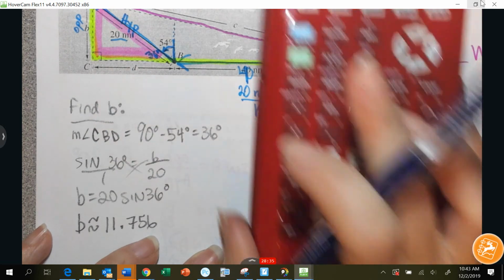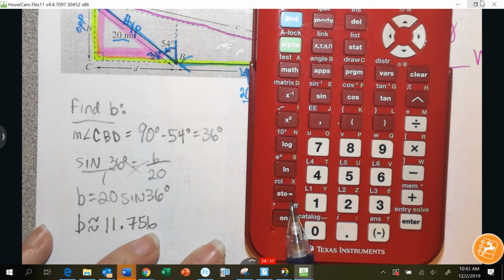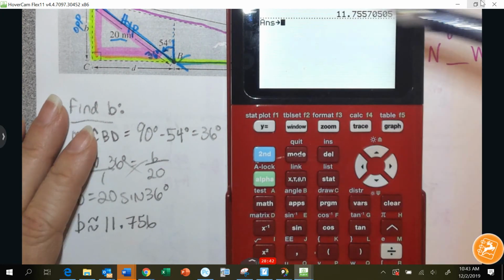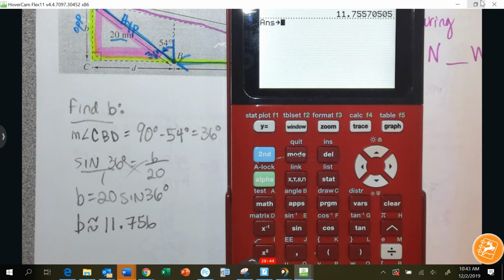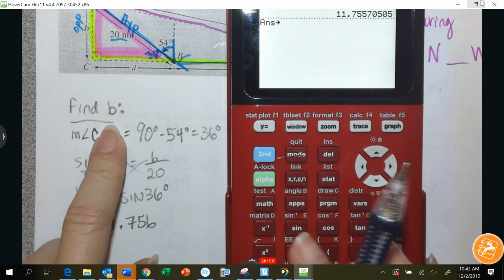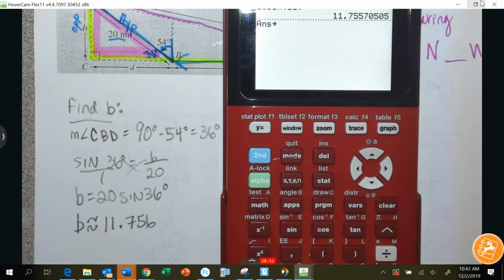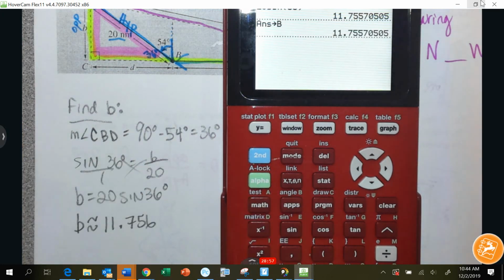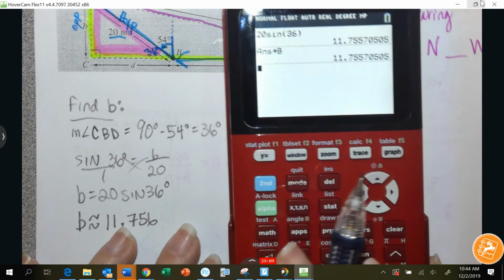To store stuff, there's a button down here that says STO. It has an arrow. Push that. And it should say, whatever this answer is, I'm going to store for you. So this was my side B. I'm going to store it as B. To store it, we do alpha, and then B, enter. It is now stored as B. Okay.